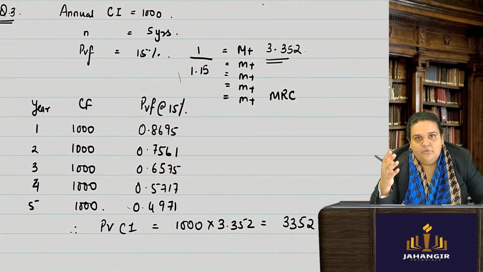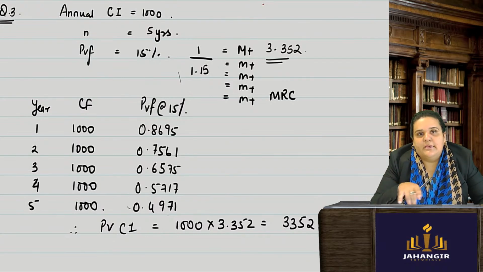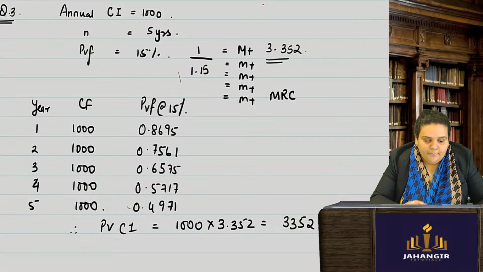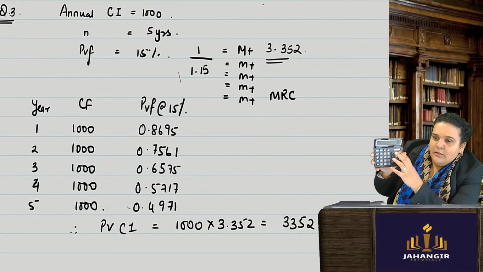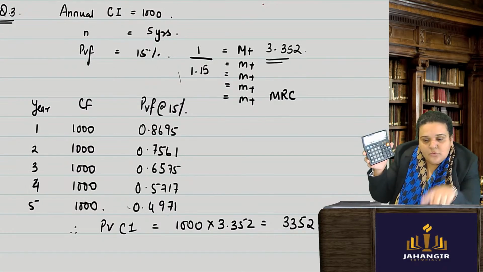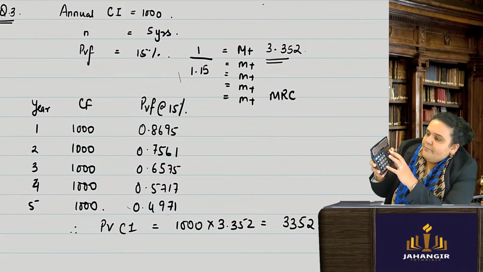If you solve it with each year's factor, you will get the same answer. Now in the exam they sometimes ask you for 10 years, so it will become very difficult sitting and multiplying 1000 again and again. But try to do this. I'm showing this again, I hope you all please note it down. I have written it also for you all.